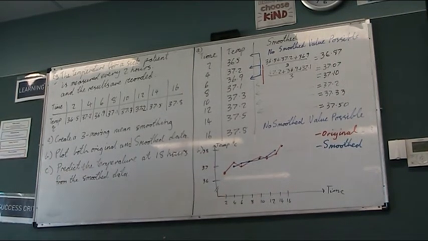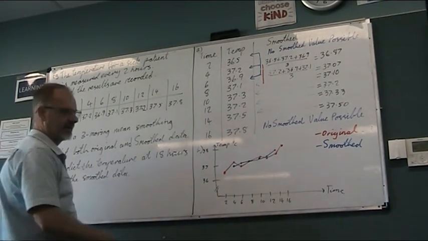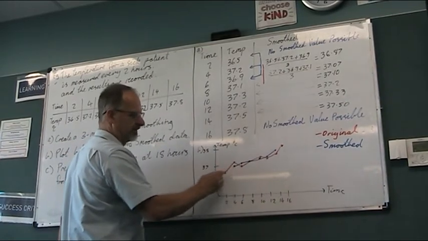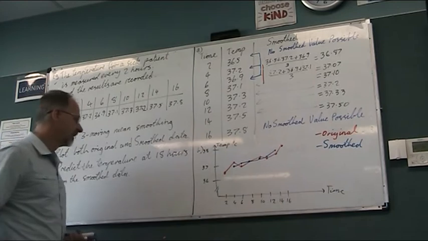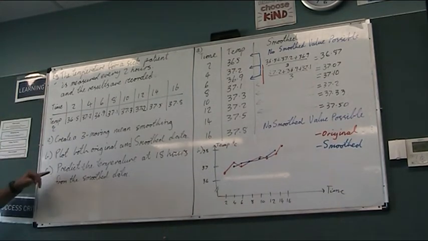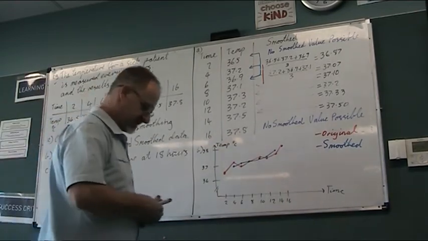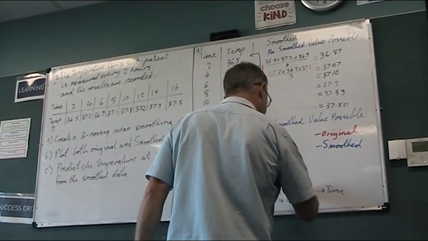So you can see from the blue that some of that up and down has been removed. But you can also see from the graph we've now lost this bit of information, we've lost that bit of information, which becomes difficult when we come to predict the temperature at 18 hours.